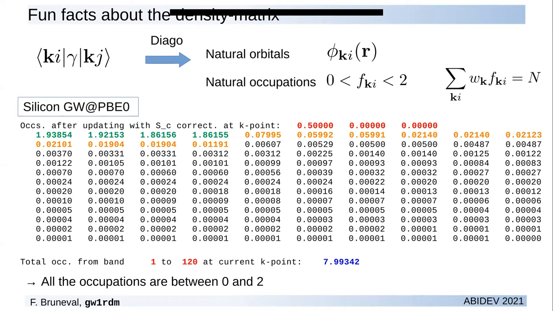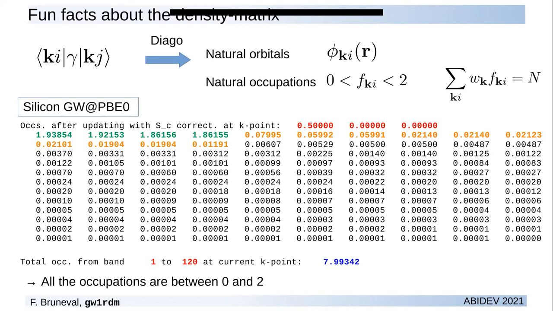And so now this block is a new output in Abinit when the GW1RDM keyword is set to 1 or 2, let's say. You have a block like that for each K point, and here I selected one K point, the 1.5 0 0. Here we can see all the eigenvalues of the density matrix that we just calculated.